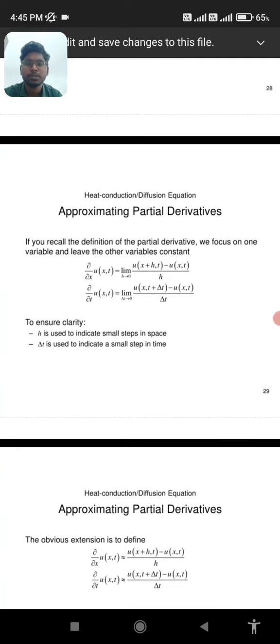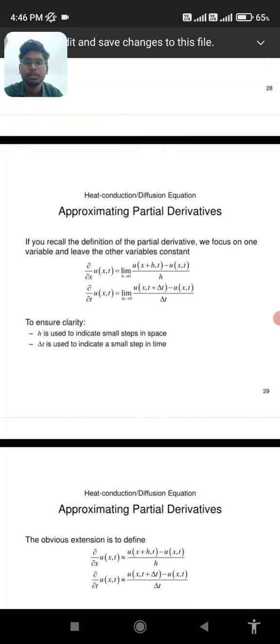If you recall the definition of the partial derivative, we focus on the variable and leave the other variable constant. ∂/∂x u(x,t) = limit h→0 [u(x+h,t) − u(x,t)]/h. ∂/∂t u(x,t) = limit Δt→0 [u(x,t+Δt) − u(x,t)]/Δt.